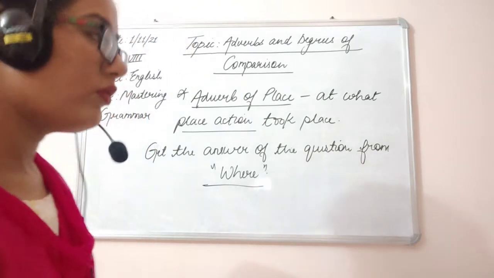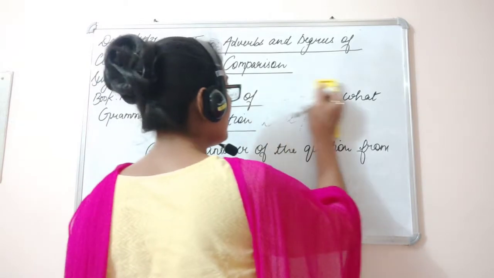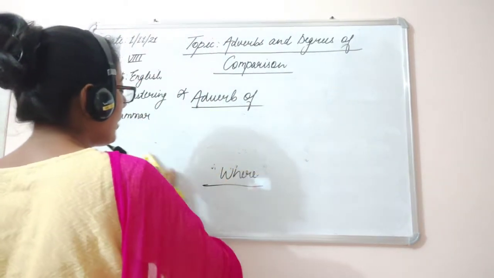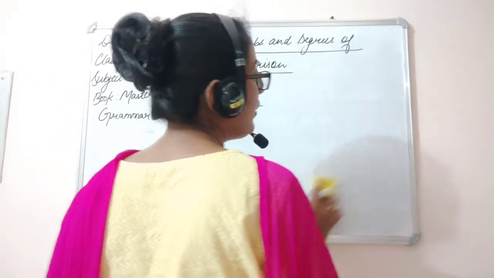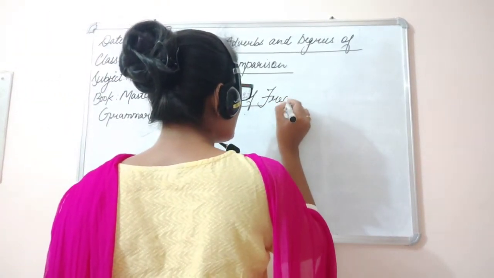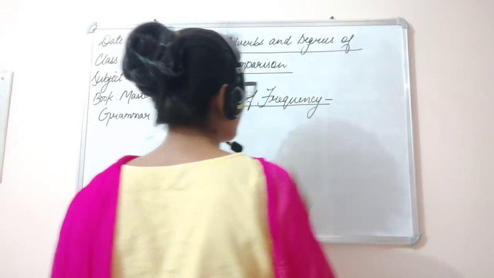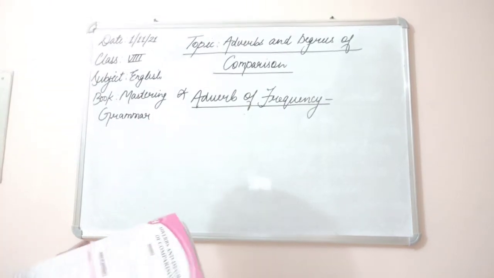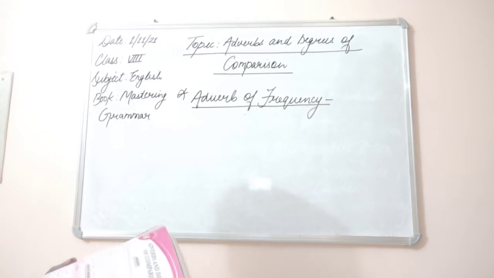Okay, let's move on to another adverb. Which adverb did I tell you after time and place? Adverb of frequency. So we are going to discuss the frequency. They indicate how often an action takes place.